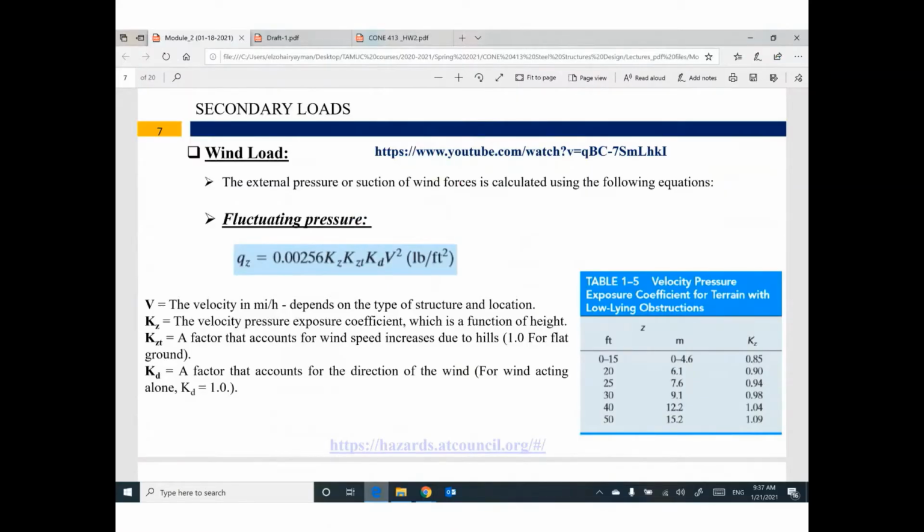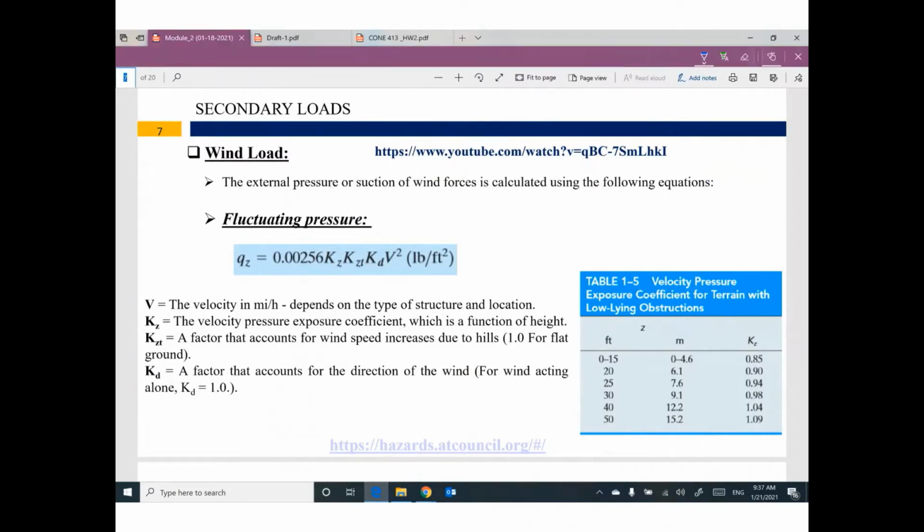I will go through how to calculate the wind load. Wind load is the external pressure or suction of wind force, calculated using the following equation according to ASCE 7, American Society of Civil Engineers. How can we calculate the wind load on any building?